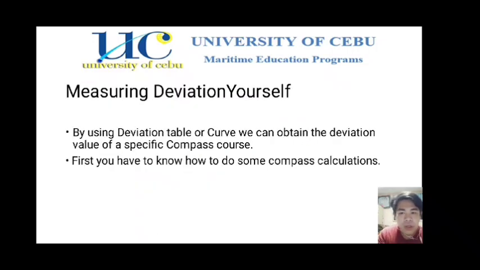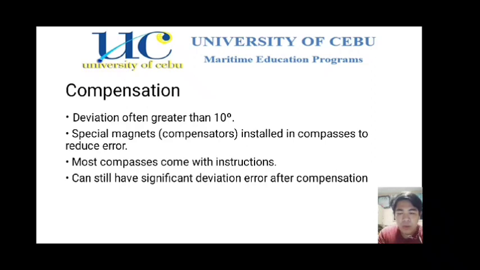So, measuring deviation yourself. By using the deviation table or curve, we can obtain the deviation value of a specific compass course. First, you have to know how to do some compass calculations. Compensations: deviations are often greater than 10 degrees, so special magnets or compensators are installed in compasses to reduce error.